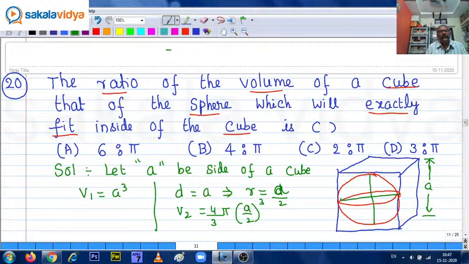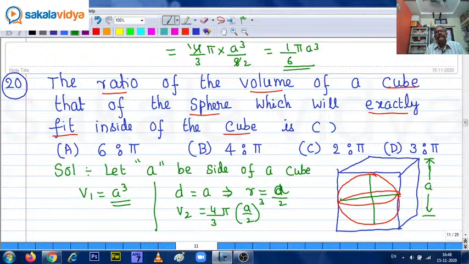You will be getting 4 by 3 pi into a cube upon 2 cube is 8. This is 1 by 6 pi a cube. The ratio between this a cube and this 1 by 6 pi a cube we need to find out.